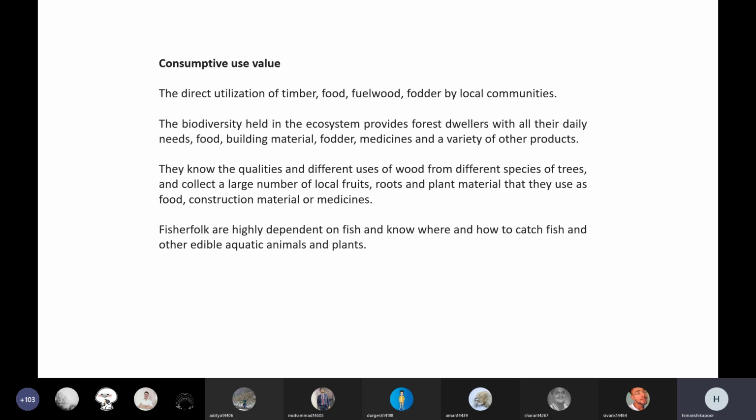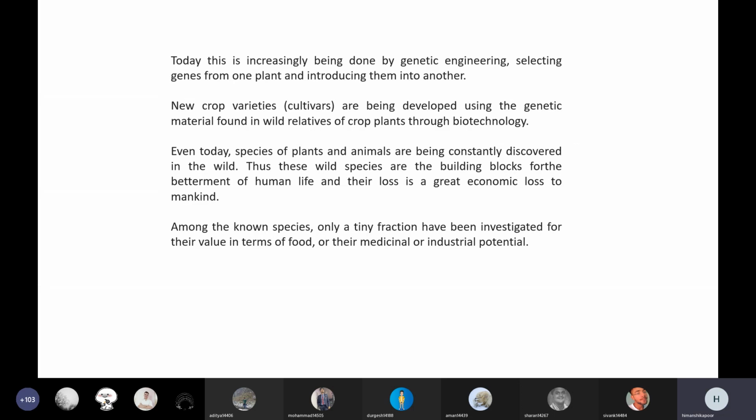So just remember that consumptive value is related to consumption. So it is a direct utilization of the resource. So direct utilization कब होता है? जब हम उसे food की तरह use करते हैं या fuel wood की तरह use करते हैं या fodder की तरह या timber की तरह. So we are just directly utilizing the resources. Okay? Okay. So we can also increase the consumptive value of the biodiversity.